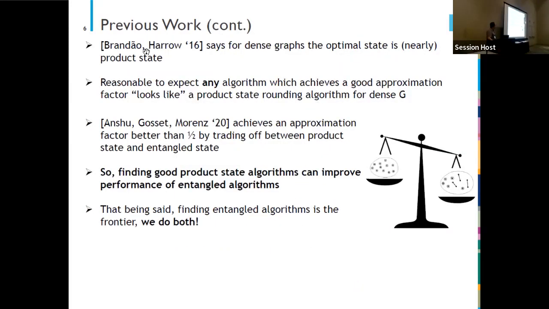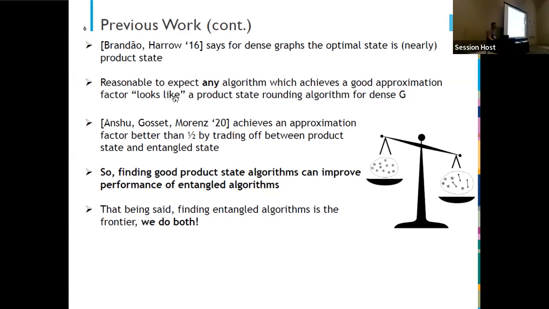There's kind of a lot of results actually in this. So there's a very well-known Brandão-Harrow paper from 2016 where they say that for dense graphs, the optimal state is very close to a product state. So it's reasonable to expect that if you have an algorithm which gets a good approximation factor, it's got to look like a product state algorithm in the regime of dense G.